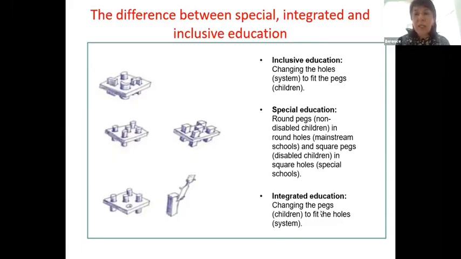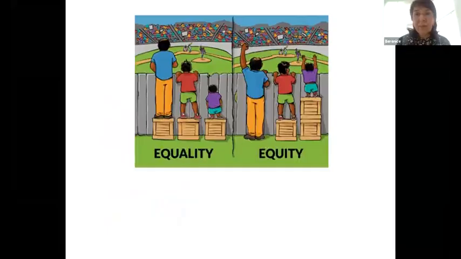Then integrated education is changing the pegs to fit the holes, getting the kids to do things differently so that they can fit in. And I think language and all the issues around language is perhaps a good example of that, where the children have to speak the language of the school and forget about their mother tongue.